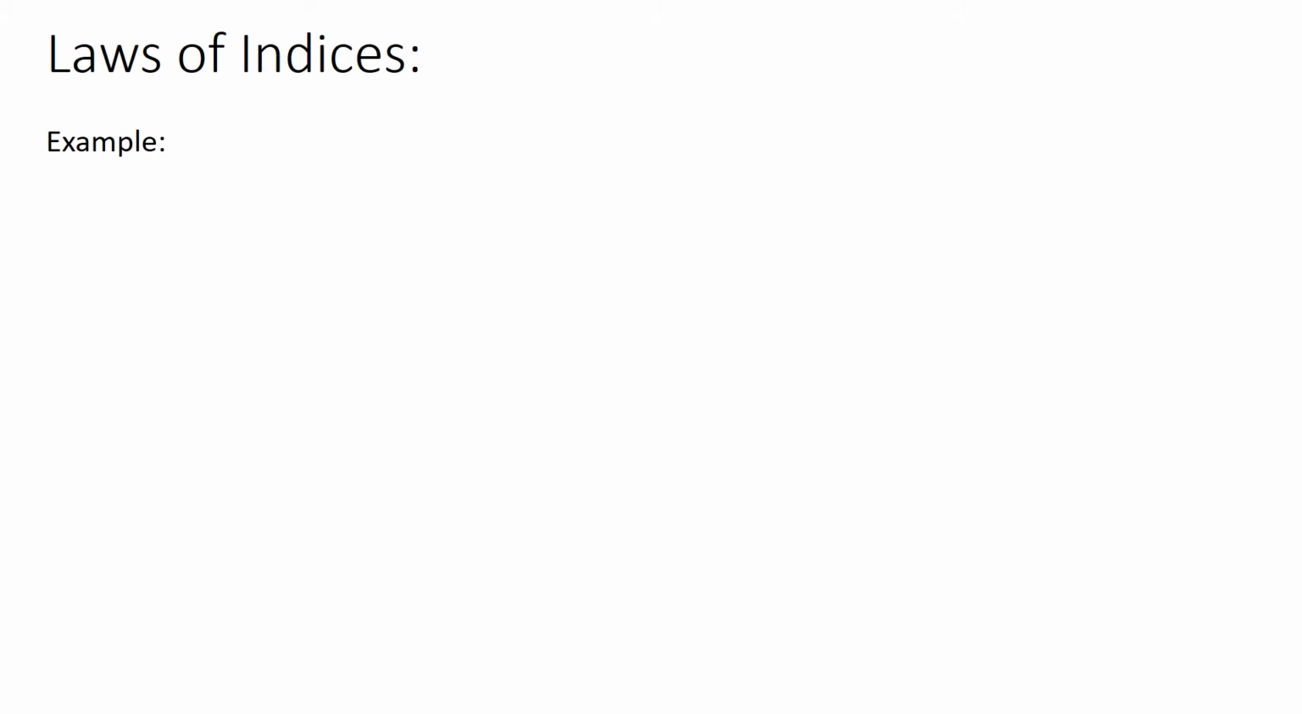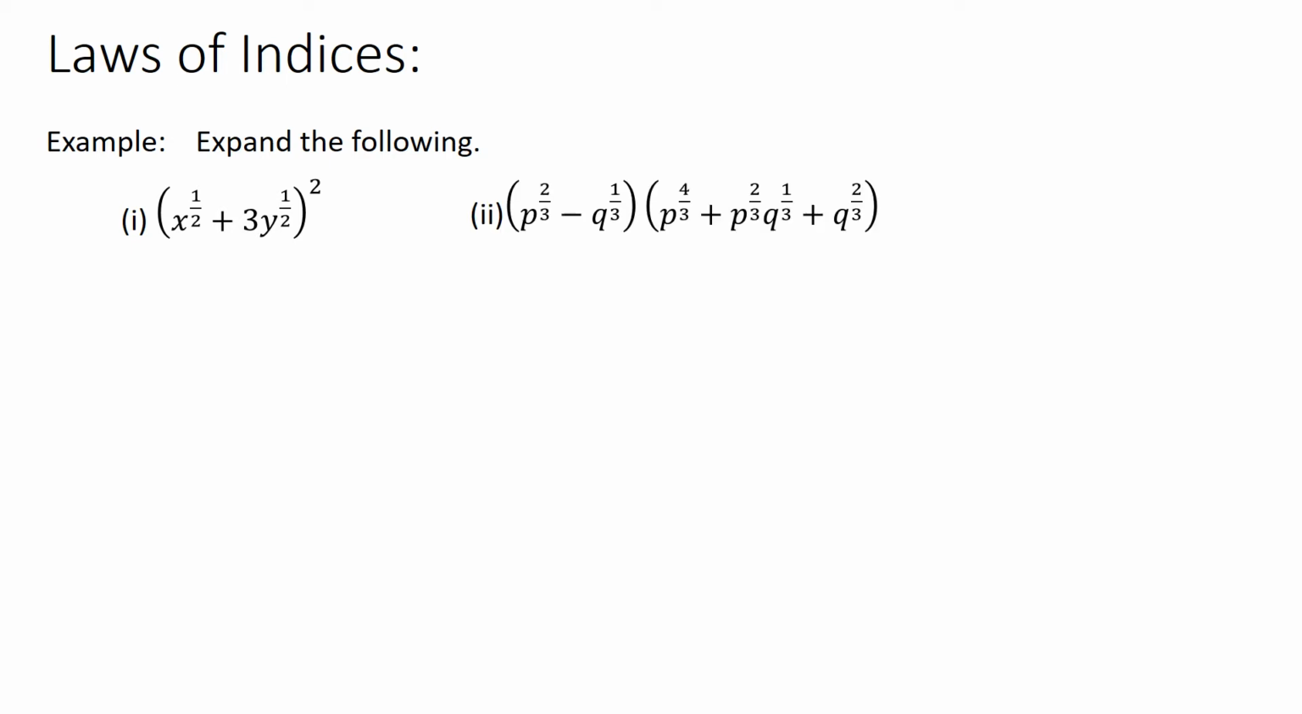Now, this is another example. Expand the following. So this is the first one. Bracket x to the power of half plus 3y to the power of half, square. Number 2, bracket p to the power of 2 over 3 minus q to the power of 1 over 3, another bracket p to the power of 4 over 3 plus p to the power of 2 over 3 q to the power of 1 third plus q to the power of 2 third.